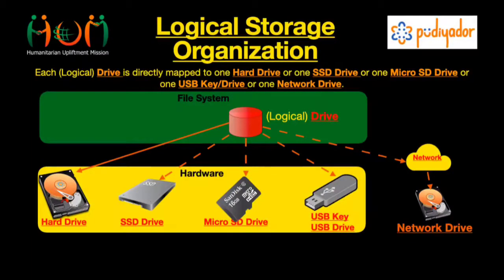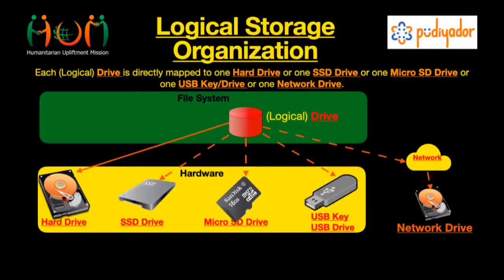So what is done by operating systems is the simplest way is to map a logical drive directly to a hard drive. So if I have a logical drive in Windows, let's call it C:, that C: drive can be mapped to a hard drive. Otherwise, if we have more modern laptops, instead of a hard drive which is slower, we can use a faster SSD drive, which is nothing but solid state drive.